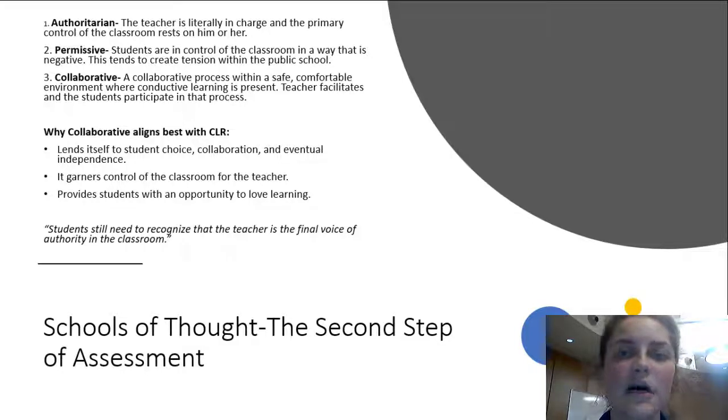The third most common school of thought is collaborative. Now, this is a collaborative process within a safe, comfortable environment where conducive learning is present. So this is where the teacher facilitates and the students participate back in that process. This is what we see the most common nowadays, especially going through all of our observations of teachers.